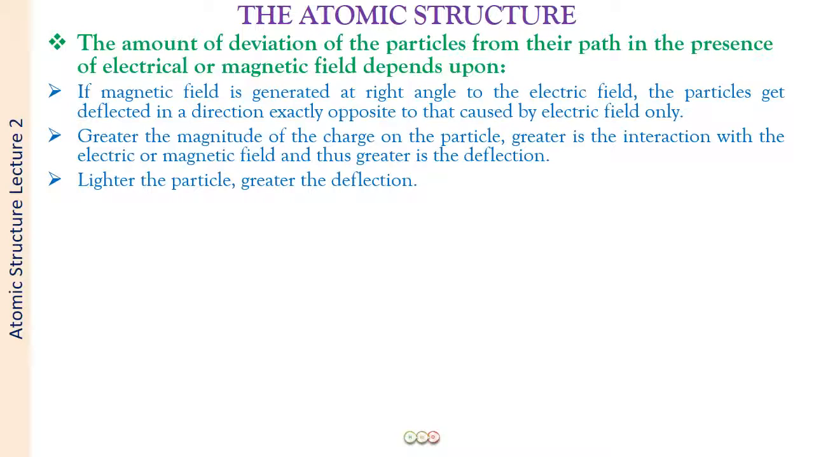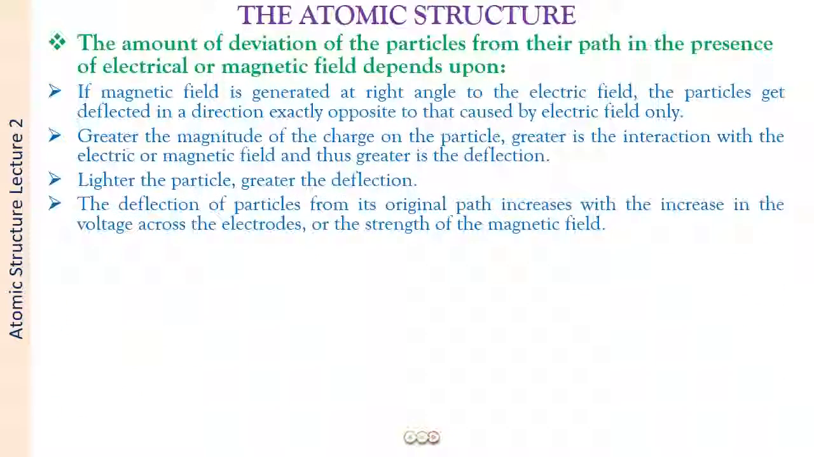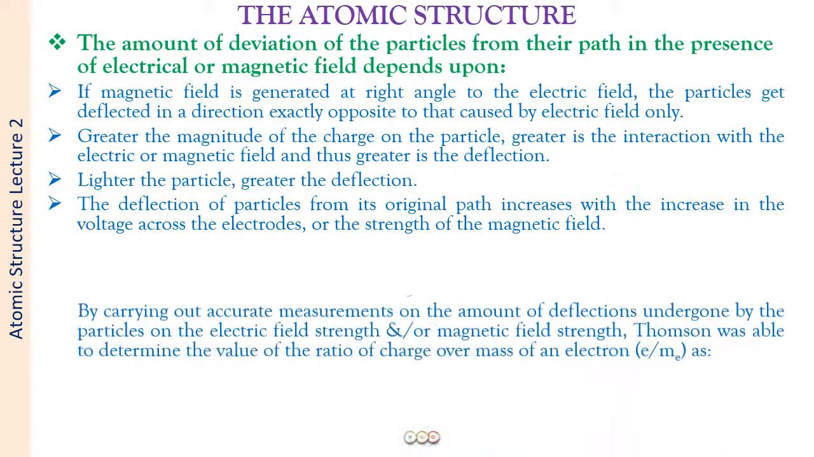And then there is a relationship between the mass of the particle and the deflection. Lighter the particle, greater is the deflection. Plus the deflection of the particles is going to be more if the voltage across the electrodes is increased or the strength of the magnetic field is increased. So all these factors affect the amount of deviation of the particles, and he realized this while doing these experiments.